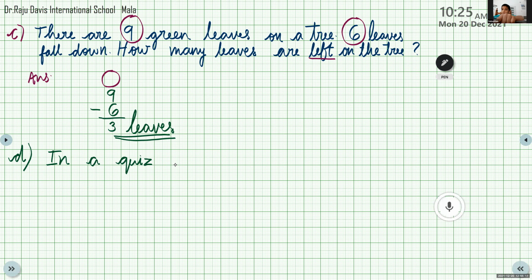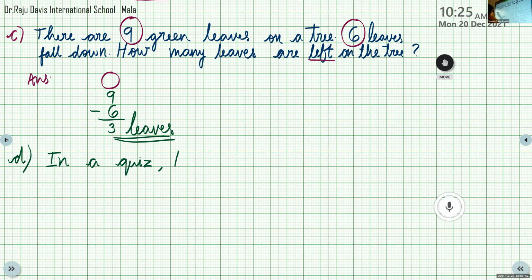Yes, Sebastian. Writing the board. I will send it in the WhatsApp group. If you want to see the question, it is on the board. A and B. Everything I will send in the group.